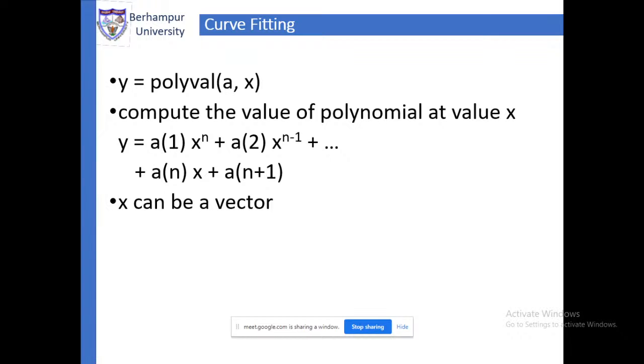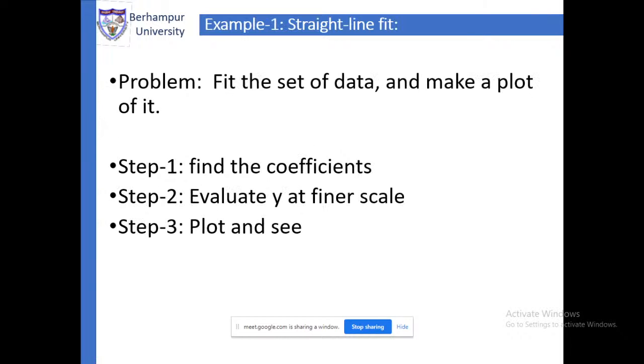Let us see one example, which is fitting a straight line. The problem is to fit the set of data and make a plot of it. Step 1 is to find the coefficients of the polynomial. Step 2 is to evaluate y at a finer scale. Finer scale means you have evaluated y at x is equal to 5 and then x is equal to 7. Finer will be x is equal to 6 or x is equal to 5.2. That is where you want to evaluate it. Then step 3 is to plot and see.